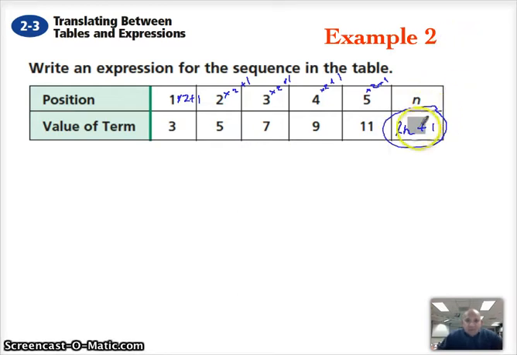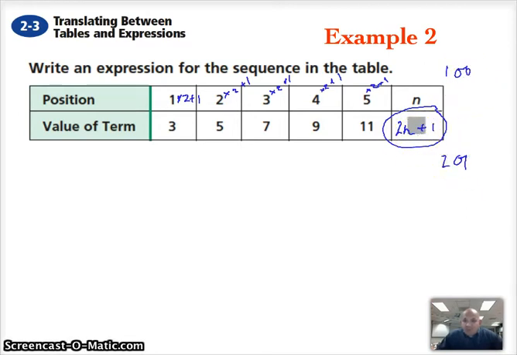That's our expression. And notice that this is the first expression we encounter that actually has 2 operations inside of it. So for the position, let's say n would be 100. If it was 100, what would the value of that term be? Well, if we found what the 100th number was, it would be 100 times 2 is 200, plus 1 is 201. So the value of the 100th term is 201.